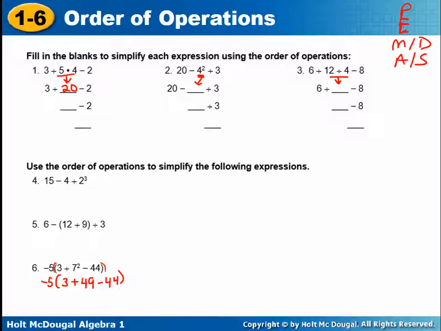Okay, now I'm still working in my parentheses. There's no multiplication, there's no division, but there is adding and subtracting. So 3 plus 49, 50, 51, 52, minus 44. And now I can do the subtraction. 52 minus 44 is 8. You can double check it on your calculator if you want to. And then finally, this means to multiply -5 times 8, so our answer then is -40.